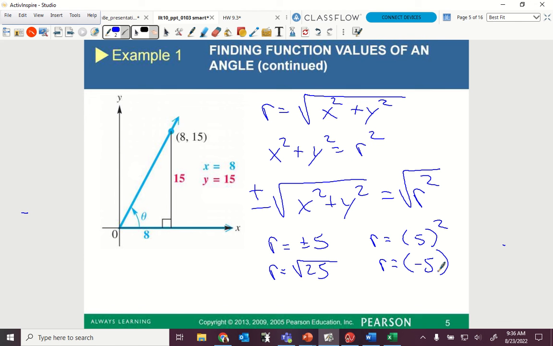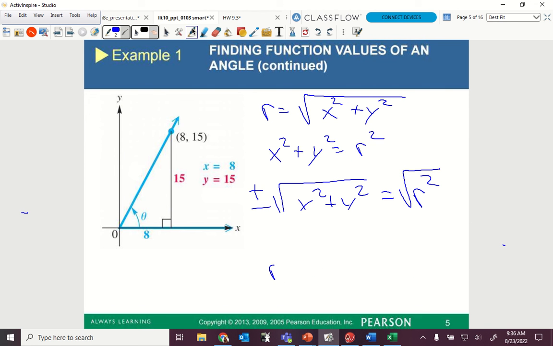So at this step right here, you cannot forget that there is going to be a plus or minus all the time. This is going to be key for a lot of the problems we're going to do, that you're going to have a plus or minus. We don't have it on this problem, but I'm trying to show you that there is a reason for it.